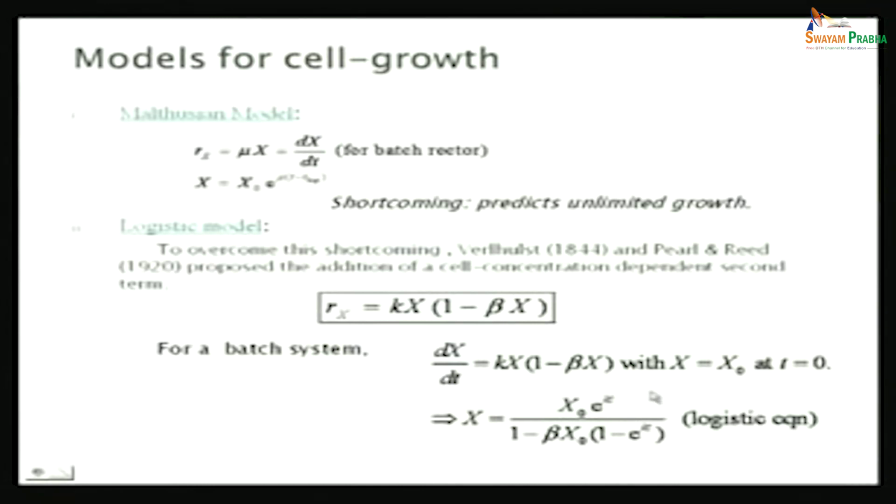Not separation of variables, but partial fractions. So at x equals x naught, t equals 0, and actually you can remove this t equals 0 and put t equals t lag if you want to. That way you can include the lag phase also. And when you integrate it, this is what you get: x naught e to the power kt over 1 minus beta x naught (1 minus e to the power kt).